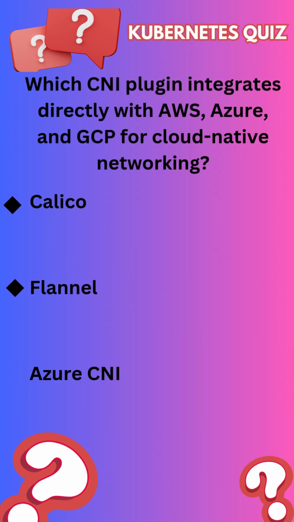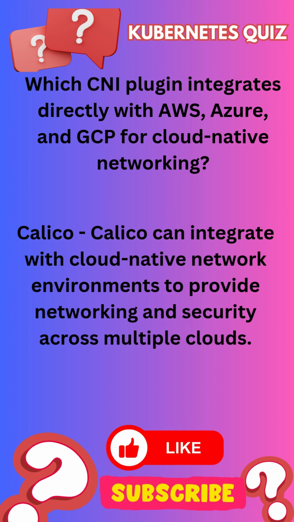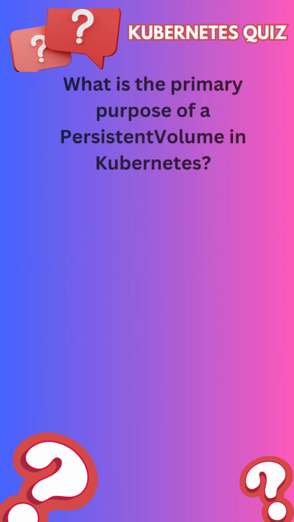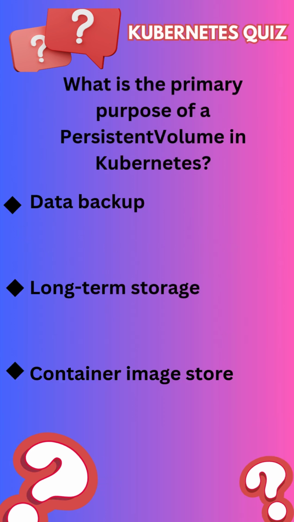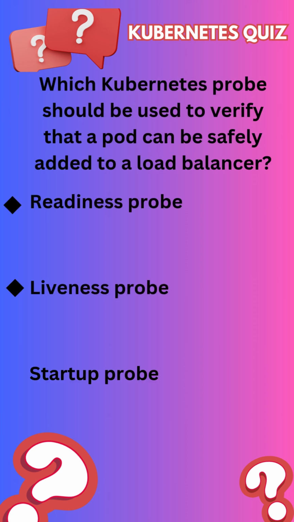Which CNI plugin integrates directly with AWS, Azure, and GCP for cloud-native networking? What is the primary purpose of a persistent volume in Kubernetes? Which Kubernetes probe should be used to verify that a pod can be safely added to a load balancer?